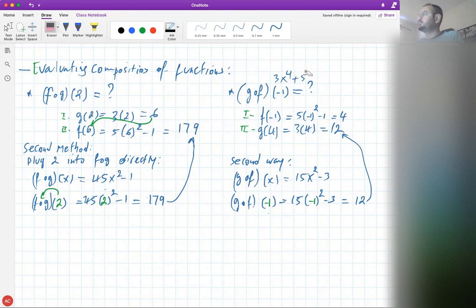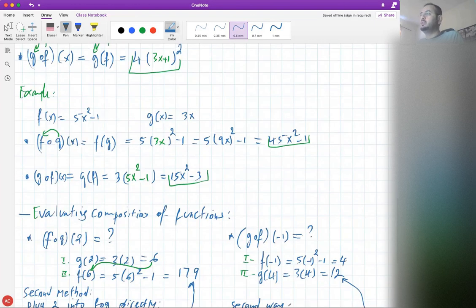So either way you do it, that's fine. You don't have to do it a specific way. Feel free to find the composition first if you want, then evaluate it. If the question says find the composition, if you have x here, then you have to find the composition. But if you have a number here, again, you can plug it directly into this and this, or if you prefer to find the composition first and then plug the number into it, that's also fine. It would be the same answer.